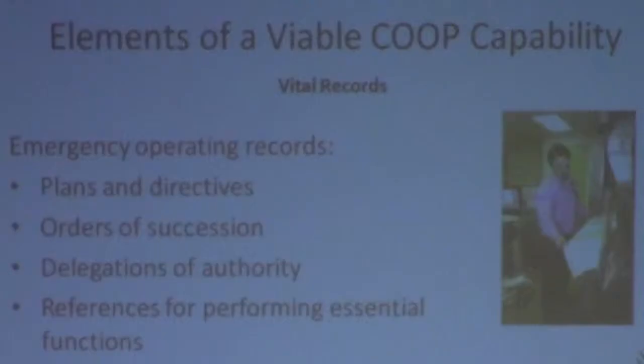Your plans and directives are how you plan to operate. Orders of succession are to ensure that if you are run over by a bus, it's clear who that second and third in command will be that succeed to the leadership role if I'm gone, if my second in command is gone. Delegations of authority allow them to write checks for $10,000 or to secure a line of credit.